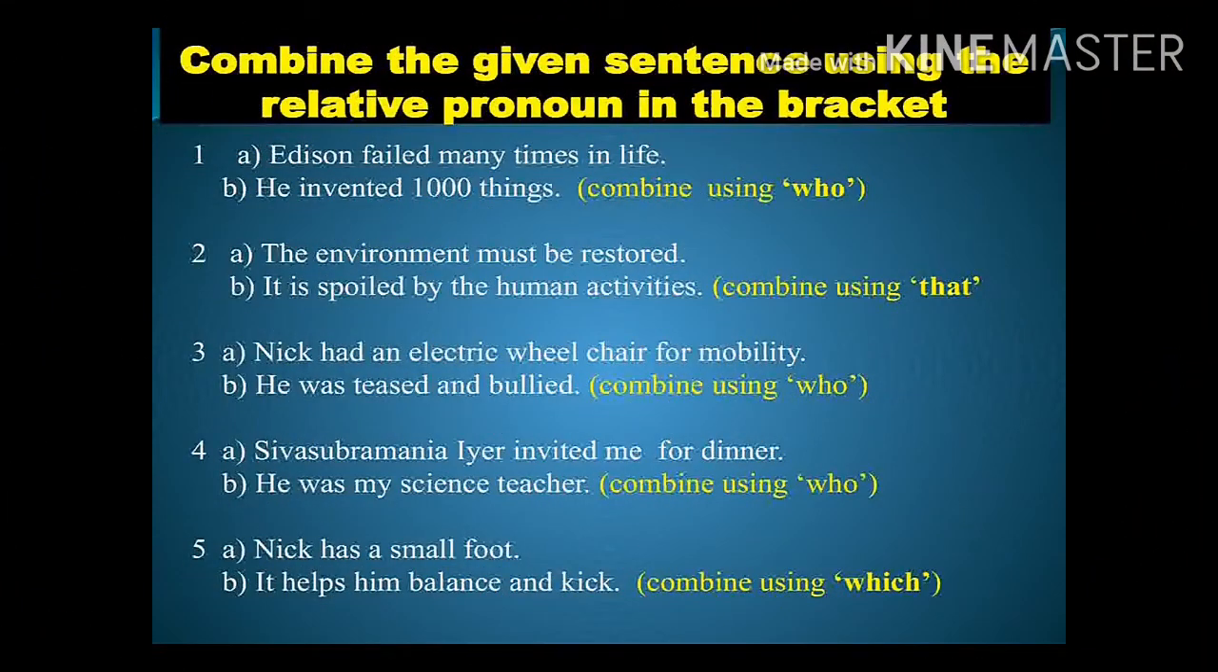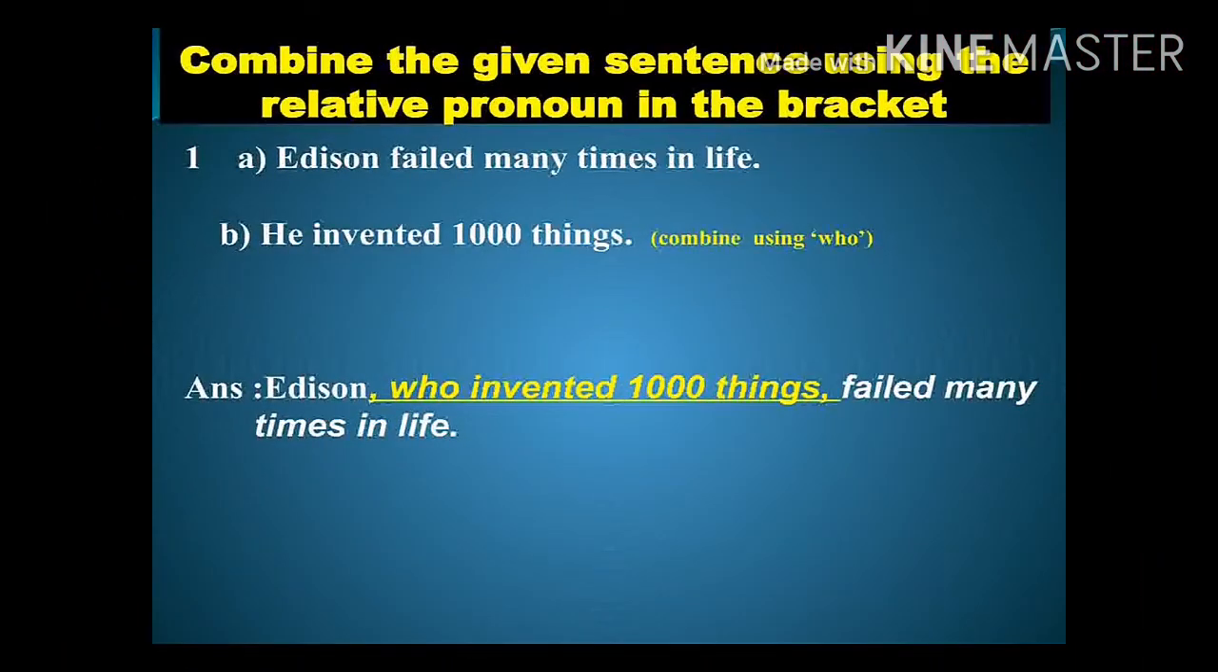Dear students, I hope you have got the concept of the relative clauses. Now let us have a practice over this. Dear students, consider the first example. Edison failed many times in life. The second one is he invented 1,000 things. So he is explaining about Edison. So Edison, who invented 1,000 things, failed many times in life.